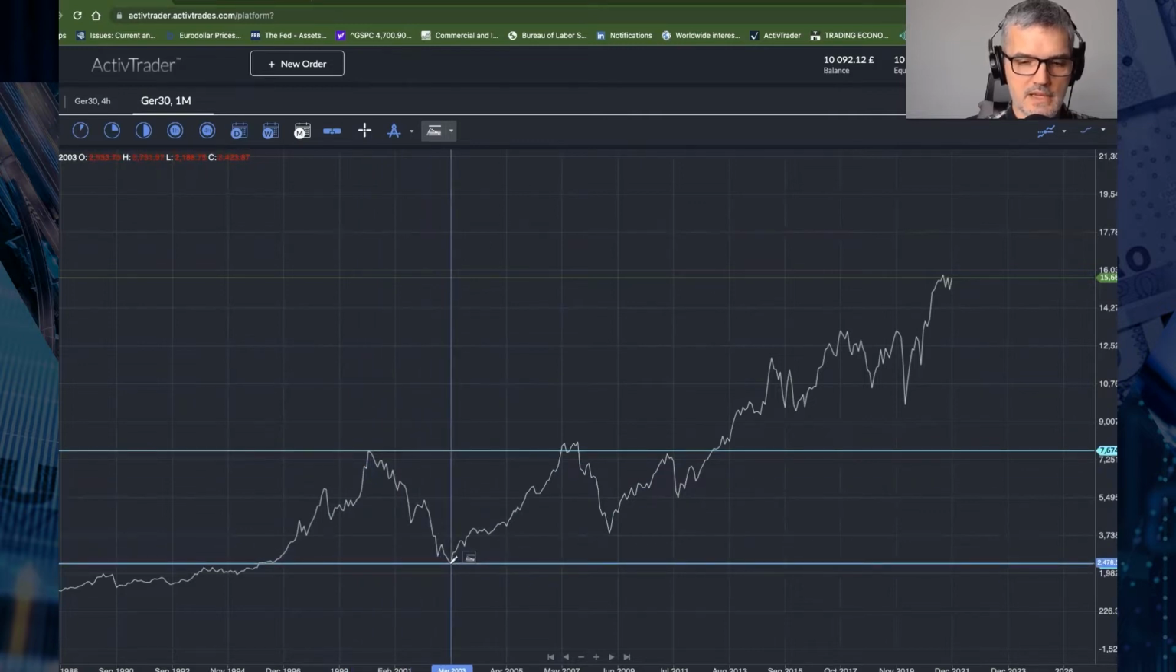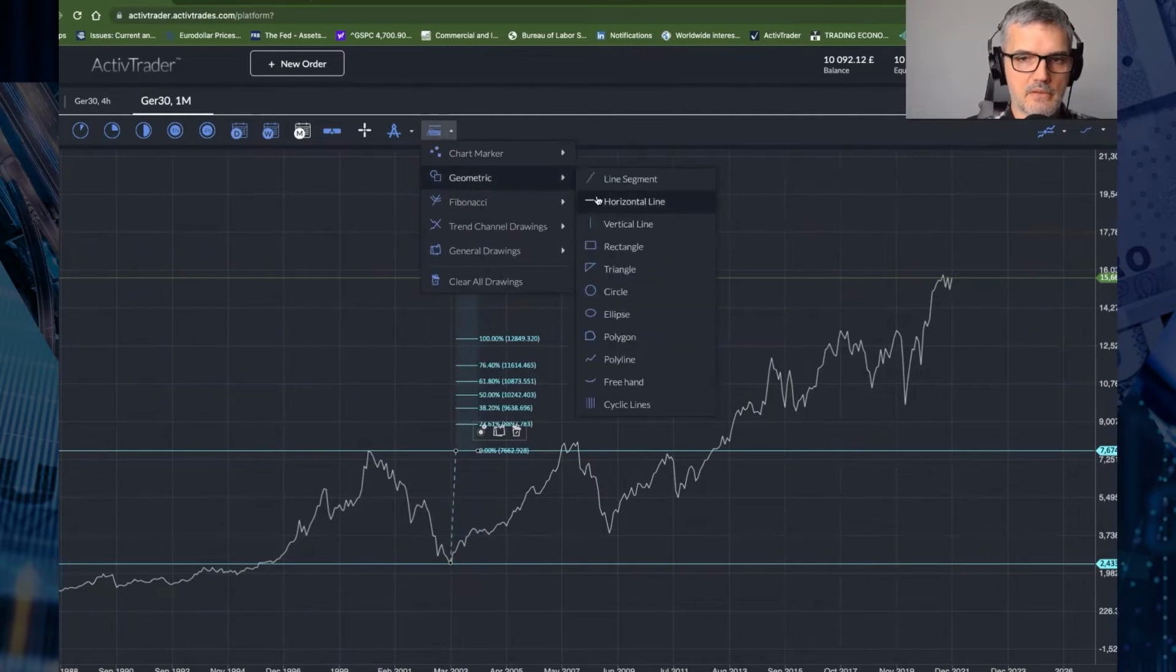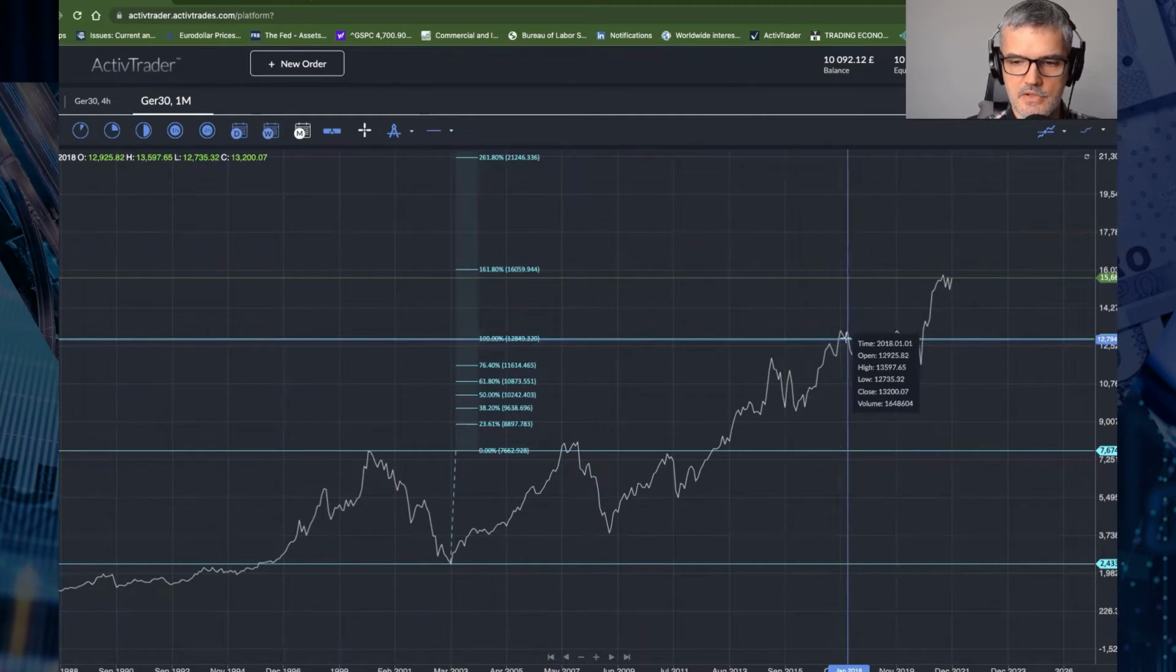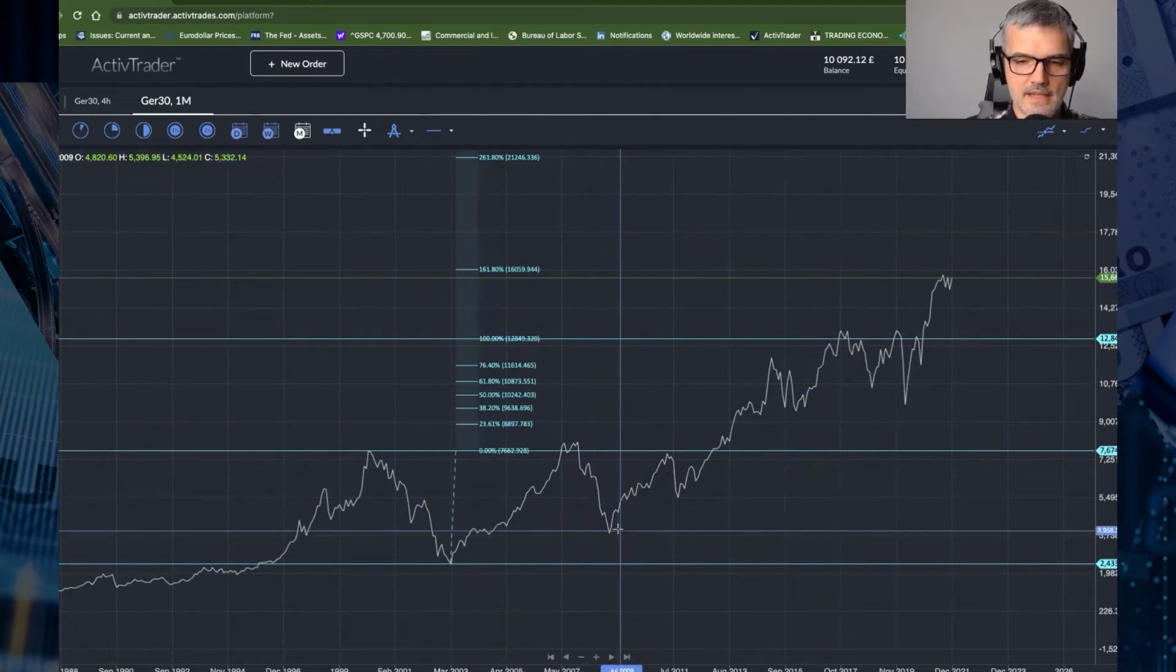So one way I use it is to look for measured moves. You can go from the low of the range to the high of the range, slip it to the side, and then you can print out a measured move here, and that takes us up to 2018 and around 13,000.